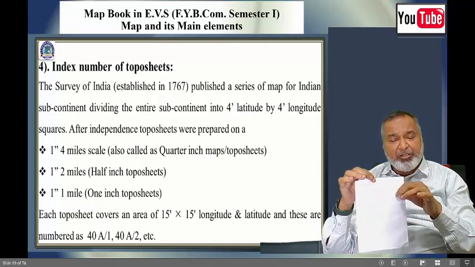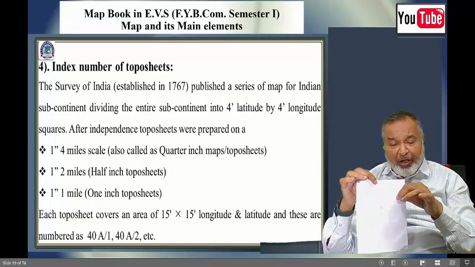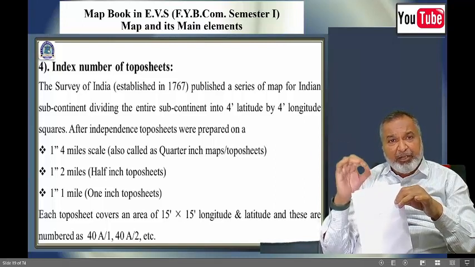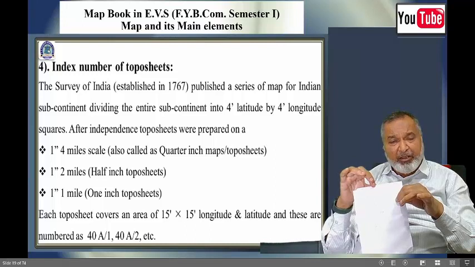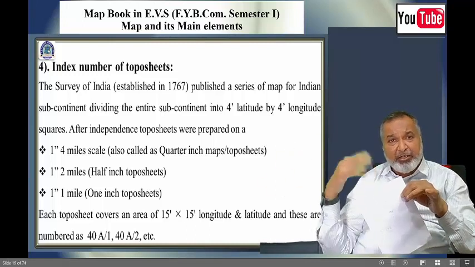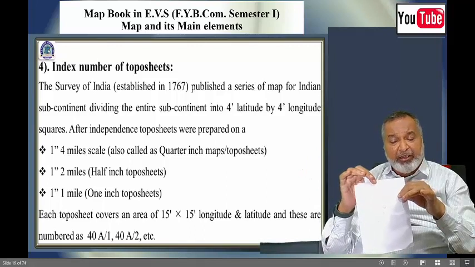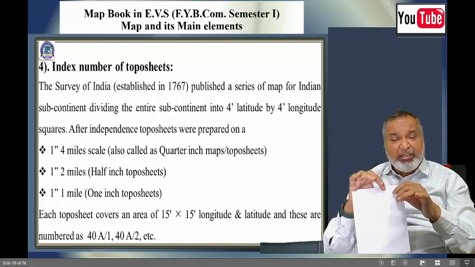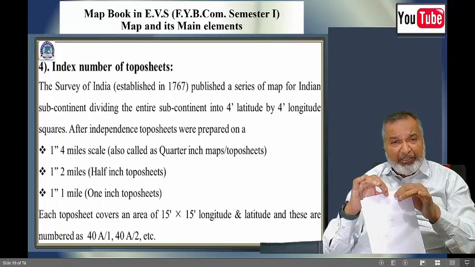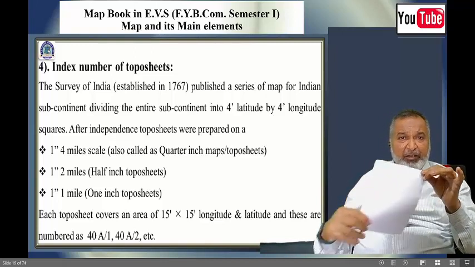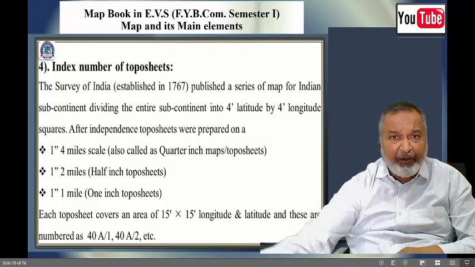Then the deviation from the true north is given, because for a map prepared in a previous year, that particular true north has been given. So after 100 or 200 years, if you get the map, you can calculate how much deviation there is. In the center, the state is given, and in the last extreme, the Toposheet number is given. So the index number will be there.